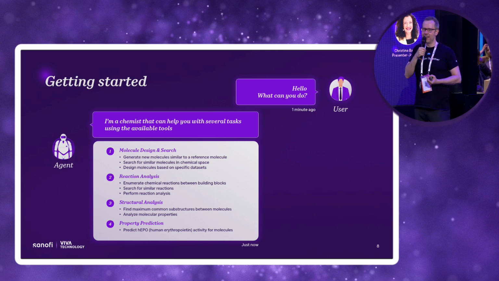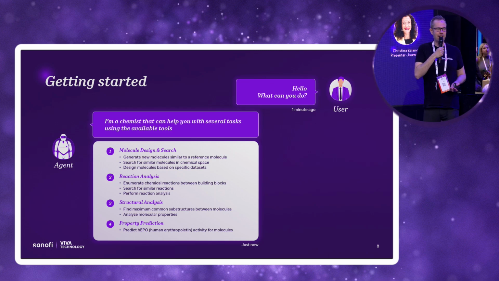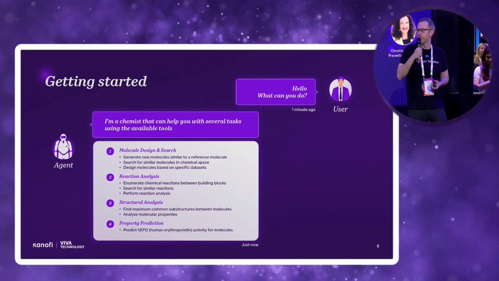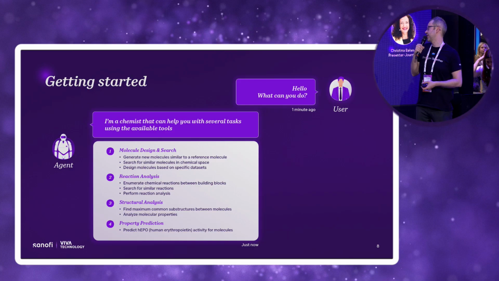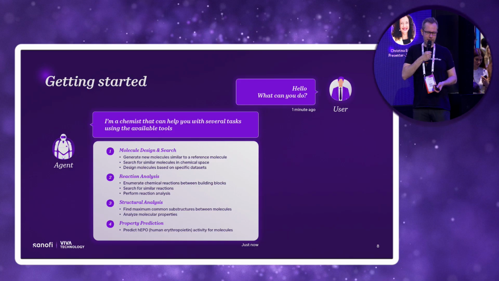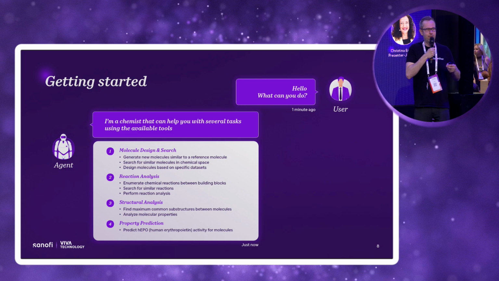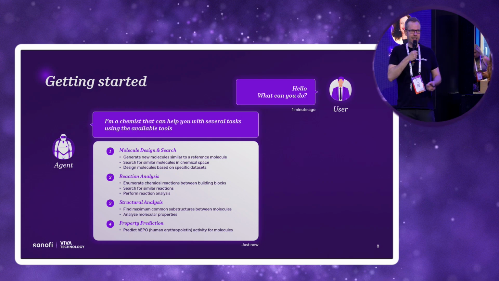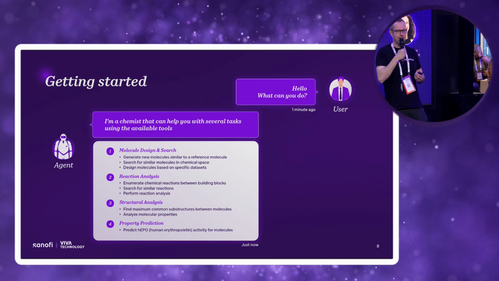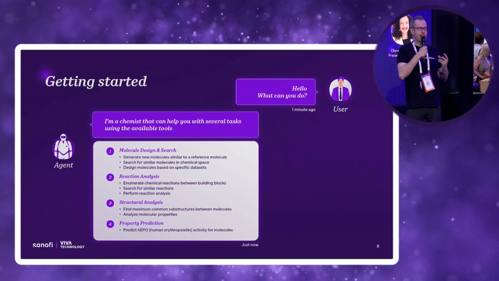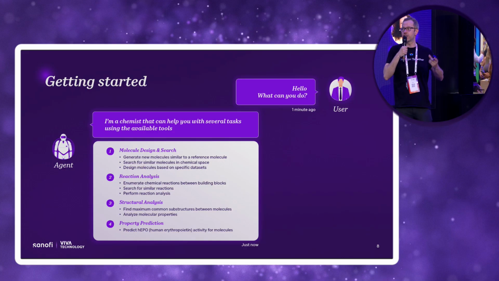You are asking the LLM, what can you do? Similar to how you would use Concierge at Sanofi. And it tells you what it can do. It can help you with molecular design search. It can help you with your reaction planning. It can help you with structural analysis. And it can also help you with property predictions. And that's a nice package that you need in order to search in this space.